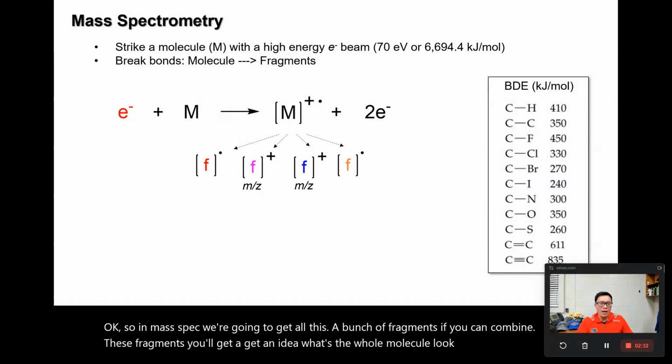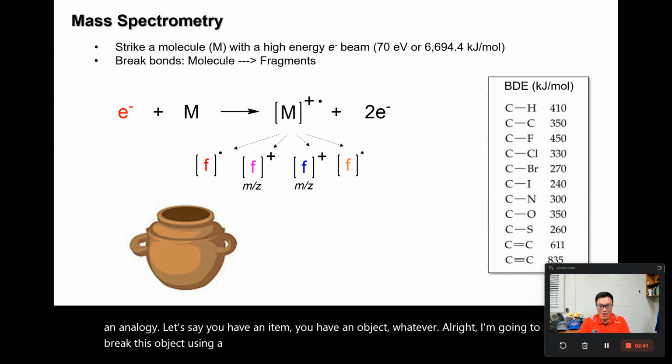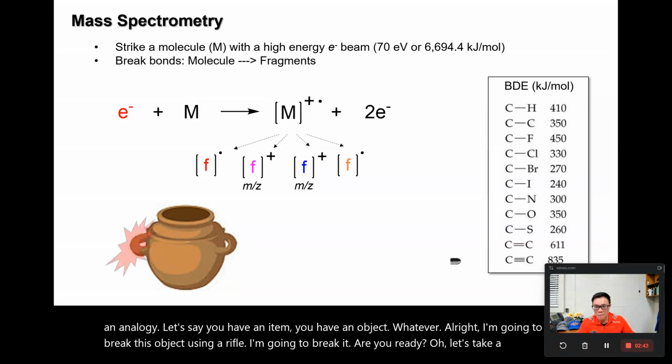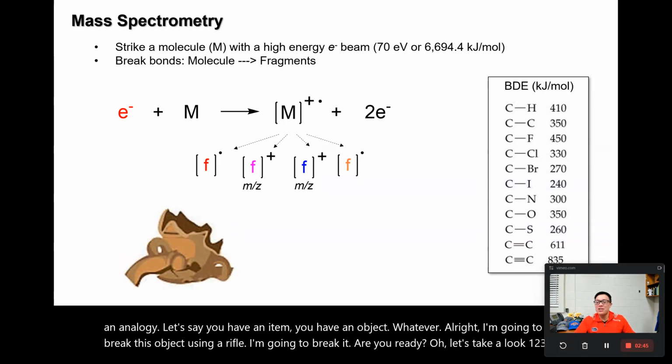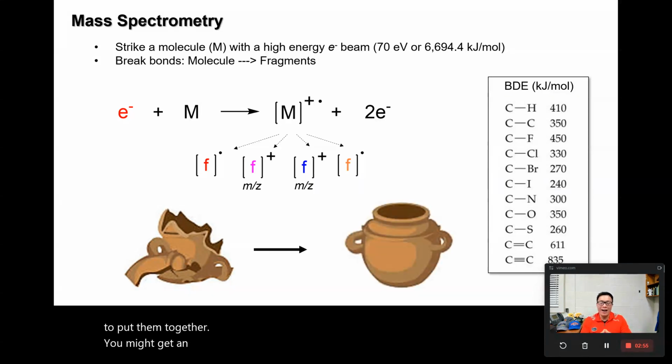I'll give you an analogy. Let's say you have an object, whatever. I'm going to break this object using a rifle. Are you ready? Let's take a look. 1, 2, 3, bam. So you're going to get fragments or pieces like that. If you analyze these pieces and try to put them together, you might get an idea of what the actual item looked like. That's overall how mass spec works.